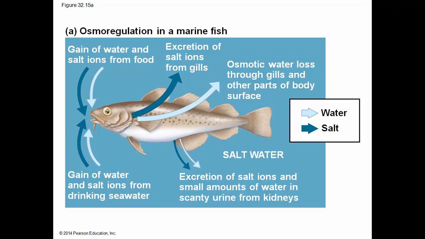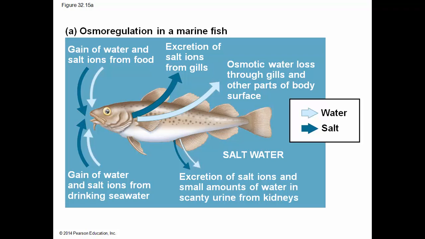Okay, so for the cod, the ocean is a strongly dehydrating environment. Constantly losing water by osmosis, such fishes balance the water loss by drinking large amounts of seawater. In ridding themselves of salt, they make use of both their gills and their kidneys.